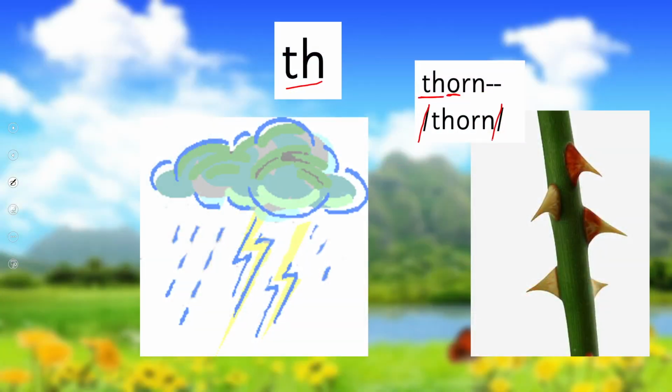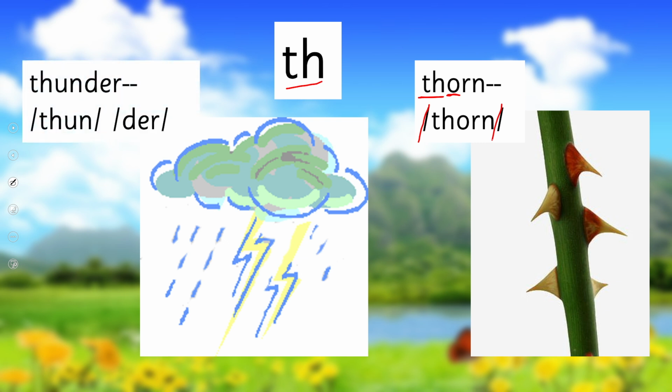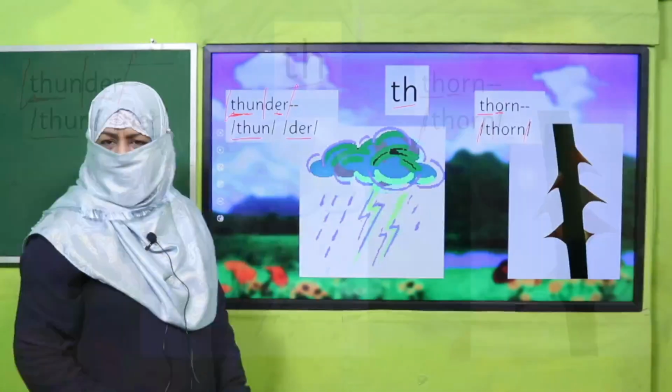Right? Now look at this picture. What is this? It's thunder. Now you see there are two syllables, two vowels. So we have to split it for two vowel sounds, but we cannot split any digraph. So these are the syllables. Thunder. Right? You got it.